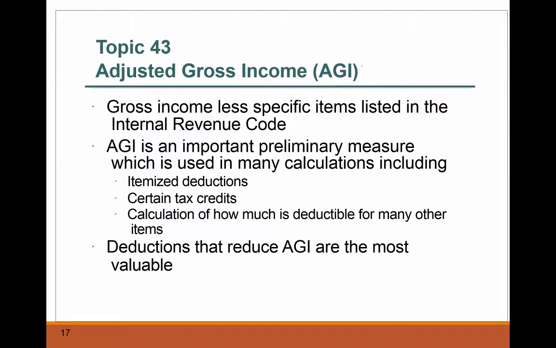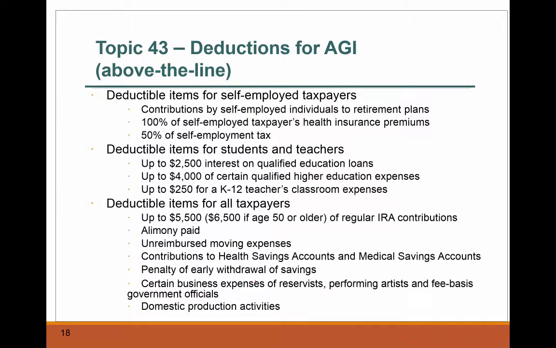So AGI is your new best friend. That's your adjusted gross income. Here you take your gross income, and then you're allowed to take specific items that are listed in the Internal Revenue Code. Now, this is your preliminary measure, and this is what you pretty much use for all calculations. So you get your AGI, you use your itemized deductions against that, you take away your tax credits, and you also know what other amounts are deductible. For example, there's a percentage, 10% of AGI for your medical expenses. So deductions that reduce AGI are obviously the most valuable, because then you pay less taxes on those.